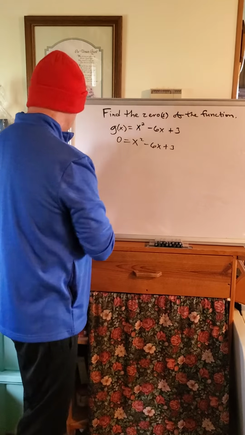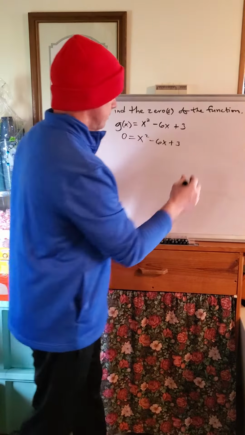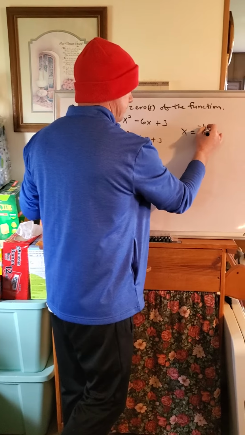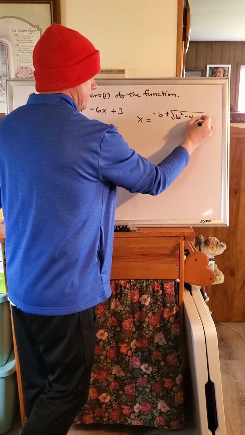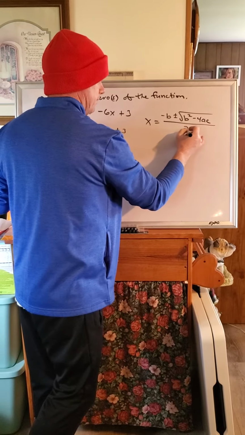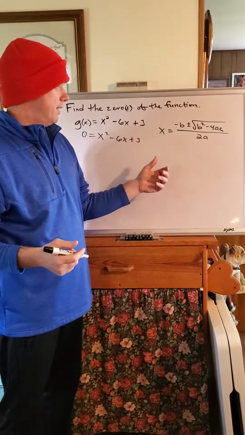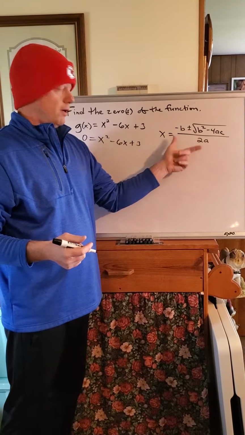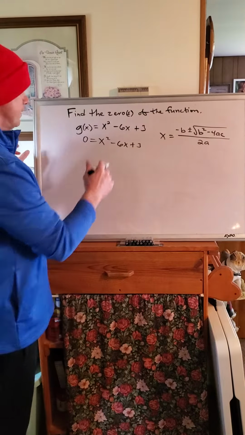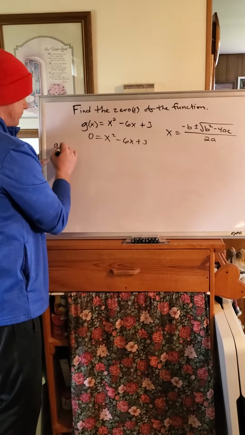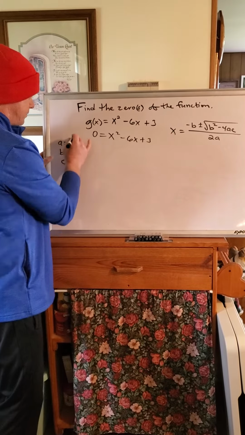So I have to resort to another method. A method that works on solving any degree 2 equation is the famous quadratic formula. The quadratic formula is the opposite of b plus or minus the square root of b squared minus 4ac, all over 2 times a. It's one of the most famous formulas in high school math, and it will solve any degree 2 equation out there. So a in this problem is 1, b is negative 6, c is 3.